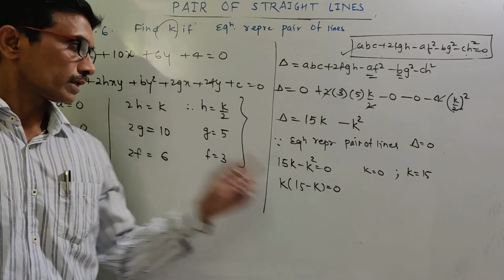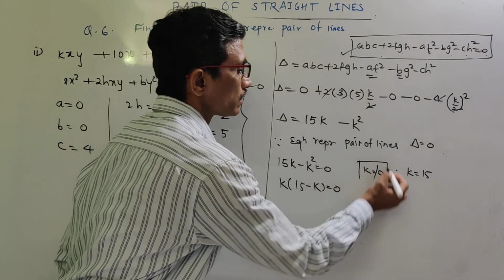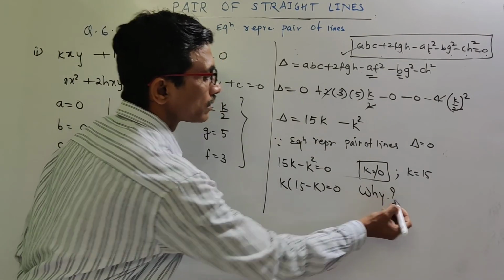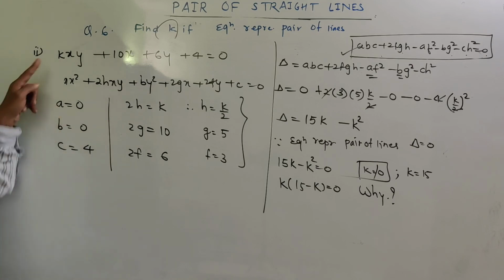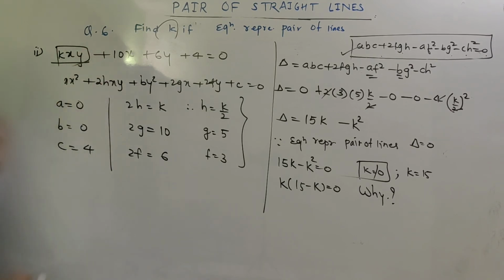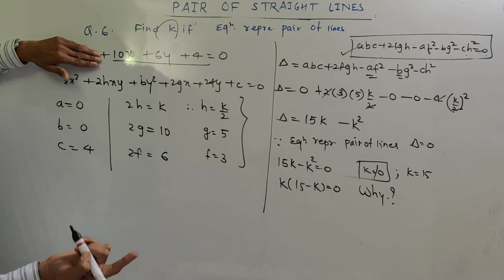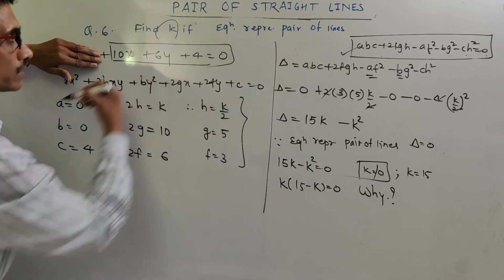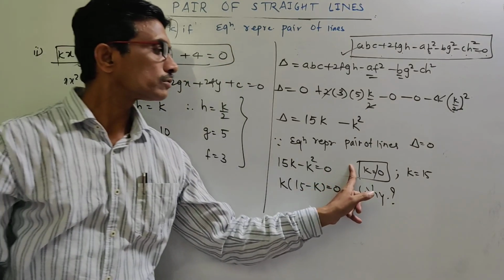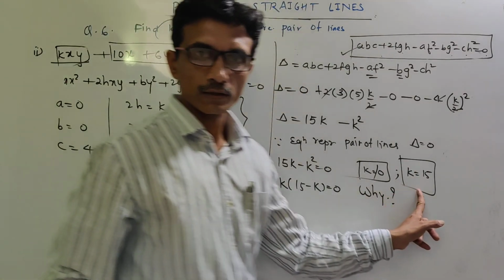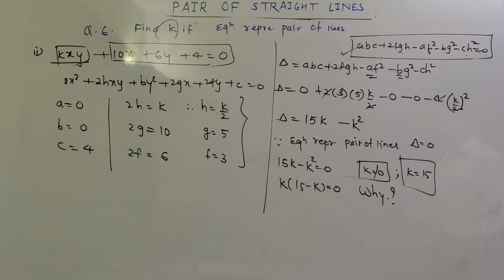k is equal to 15, but k cannot be 0. Why can k not be 0? Because if k is equal to 0, look at the equation here, then the equation will reduce to this and you will get a single line. As we talk about a pair of lines, it would no longer be a general second degree equation, that will be a linear equation. So therefore k cannot be equal to 0. So k must be equal to what? 15. That is the answer. k not equal to 0.